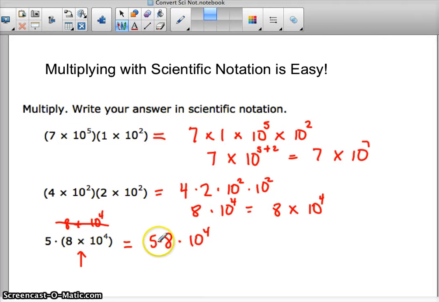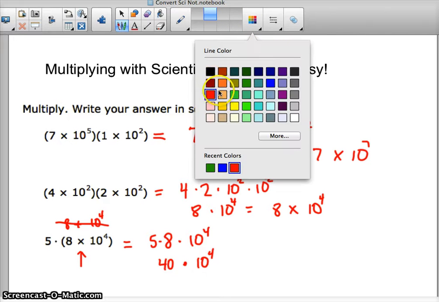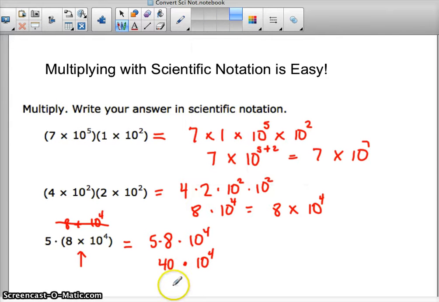So what we do is we simply multiply 5 times 8 and we get 40, and 40 times 10 to the 4th. Now, we have a slight problem here. Scientific notation, as we remember, is when we're multiplying a number between 1 and 10 times a power of 10. The number 40 is not between 1 and 10, so we need to rewrite the number 40 in scientific notation. So 40 would be the same as 4.0 times 10 to the 1st. And then that's going to be multiplied times 10 to the 4th.